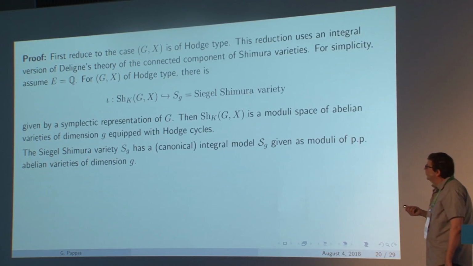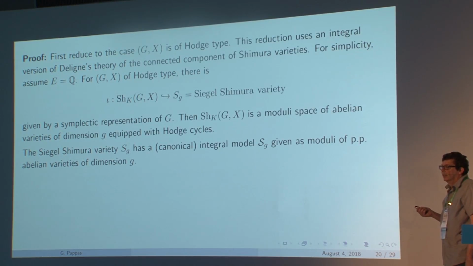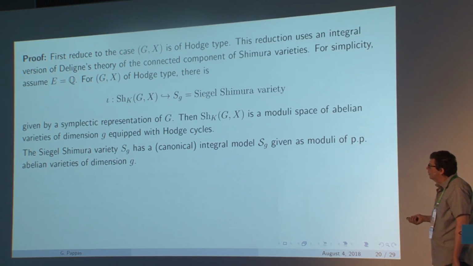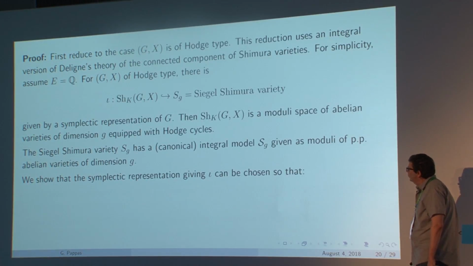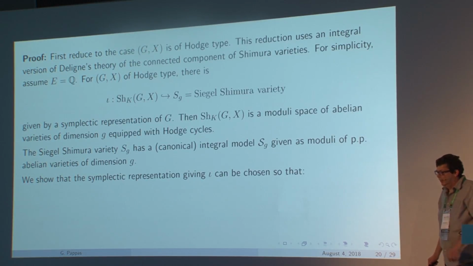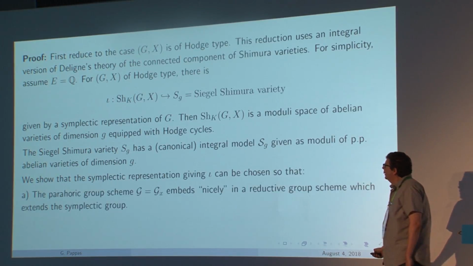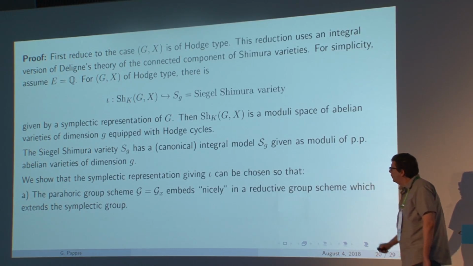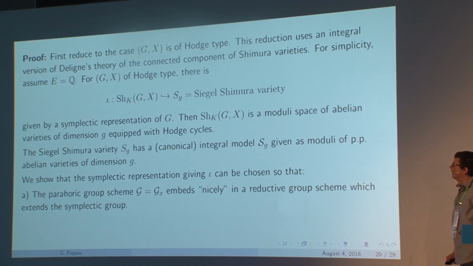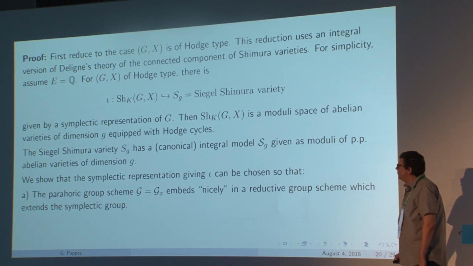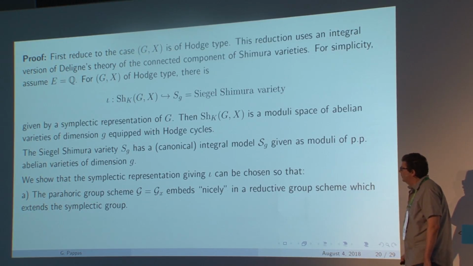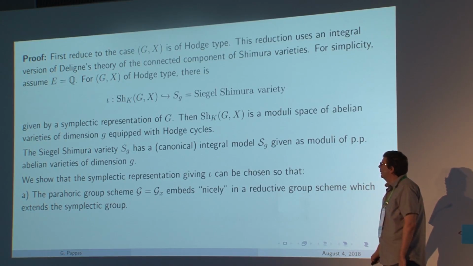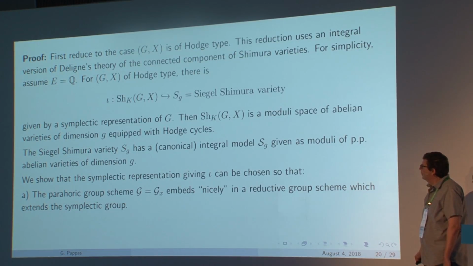Now, of course, there are many embeddings. And now we have to be really careful and choose a good embedding, meaning I want to choose the symplectic representation that gives the embedding carefully. And the two main things that I want are the following. First, I want the group scheme that gives the level at p to embed nicely in a reductive group that extends the symplectic group, GSp_2g, I guess, where g is the genus that we're talking about here.